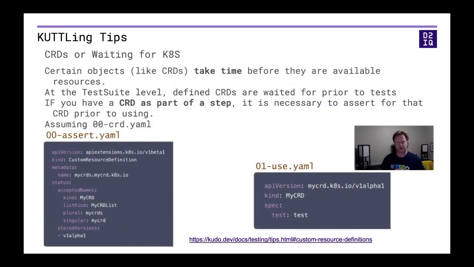Another tip is we're going to take a look and see how you might start up your test with CRDs, but perhaps you have CRDs that you're going to be creating or adding along the way. Prior to using the CRD is to assert that the CRD exists, which you see on the left, the 00assert.yaml. After you've asserted it, then in the next step, you could use it. So in this case, we've asserted that the CRD exists prior to it being used.